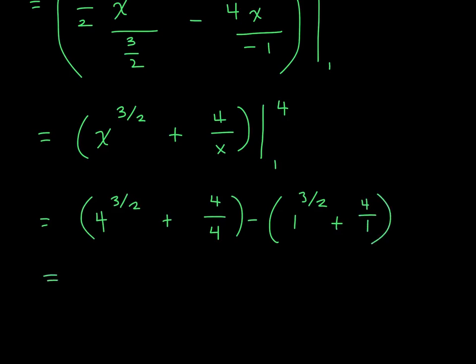So remember that this means the square root of 4, which is 2, and 2 cubed is 8. So then this is 8 plus 1, so this is 9. So this is 9 minus, and of course, the square root of 1 is 1, and 1 cubed is 1. 1 plus 4 is 5. So this is 9 minus 5. So the answer is 4. Isn't that great?